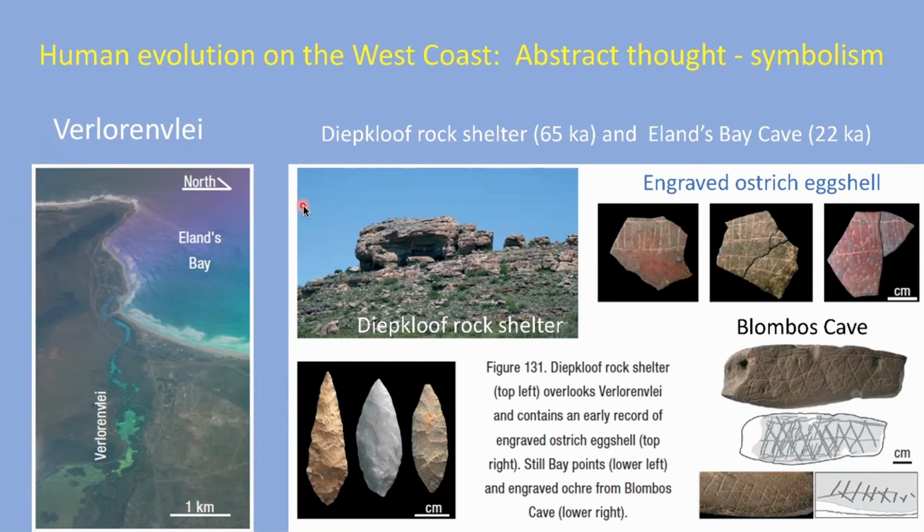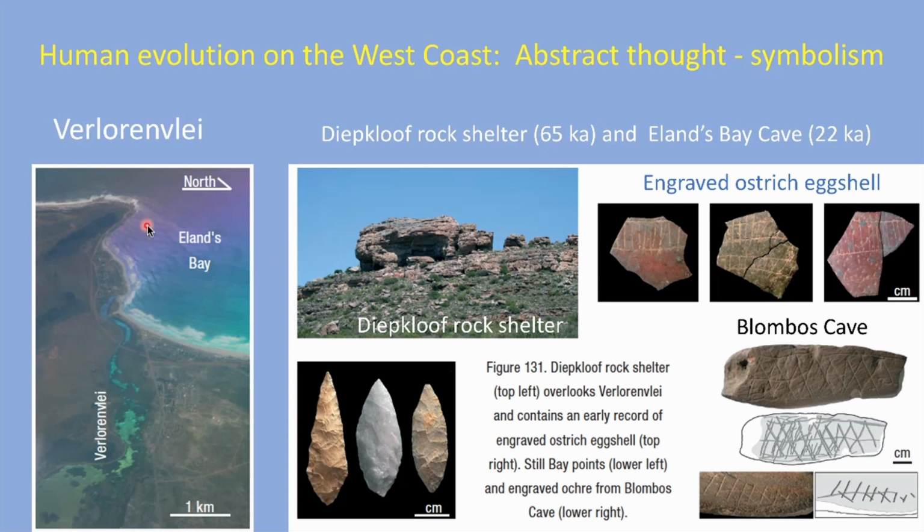And then I already mentioned Eland's Bay, so I won't dwell on this too much, but Eland's Bay is a lovely spot to visit, as is Verlorenvlei, immediately adjacent to it. And it has the Deep Kloof rock shelter, which is up above Verlorenvlei, and has these amazing engraved fragments of ostrich eggshell, probably used as water canteens, perhaps in the hunting down of animals by literally running them to heat exhaustion and then killing them quite easily once they collapse from heat exhaustion.